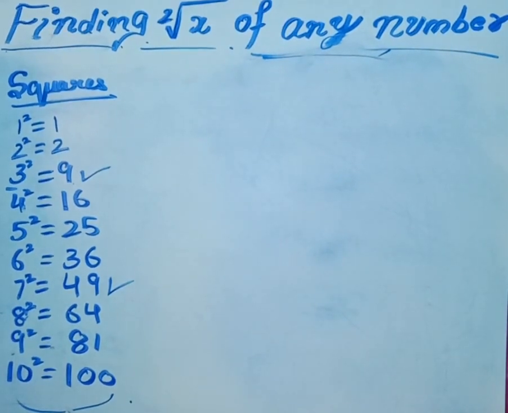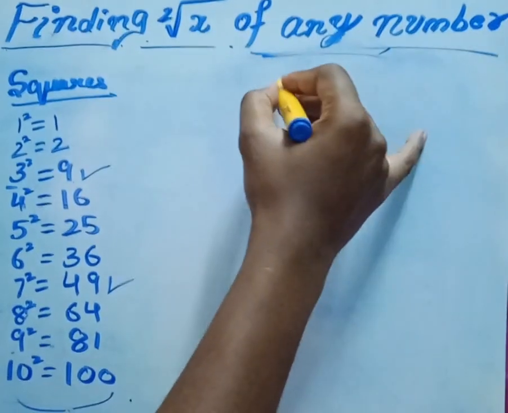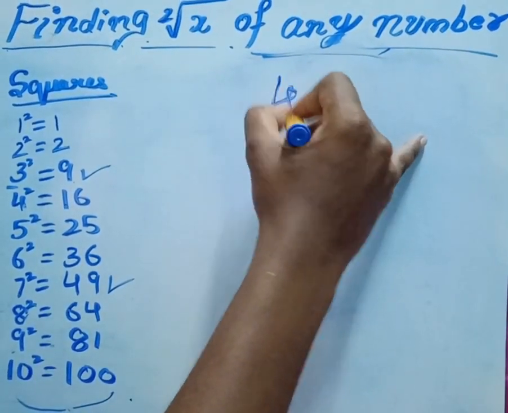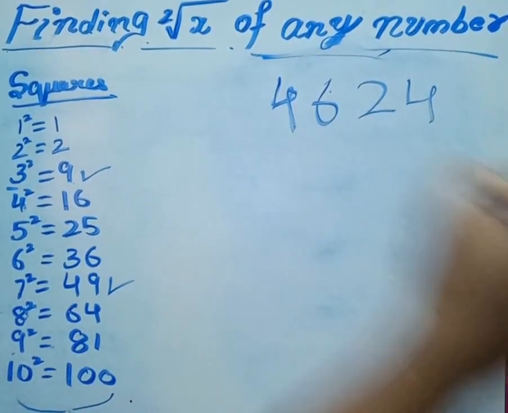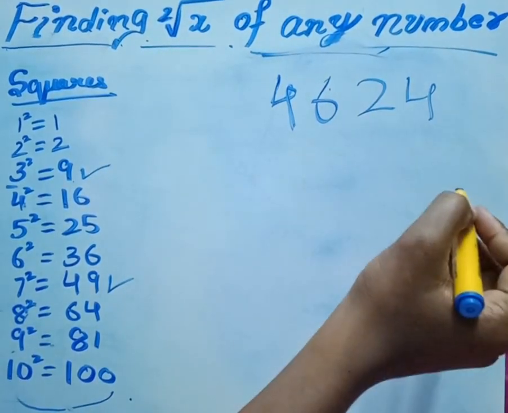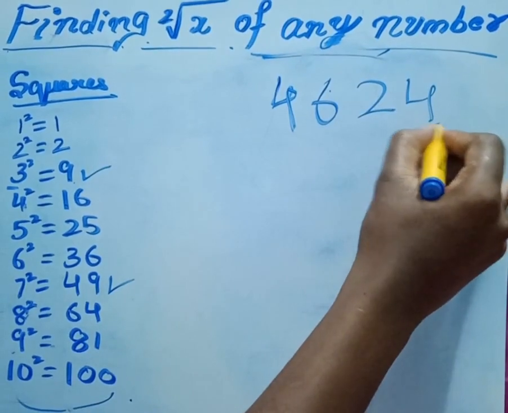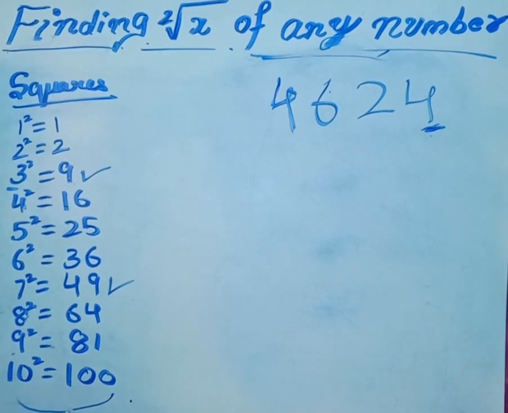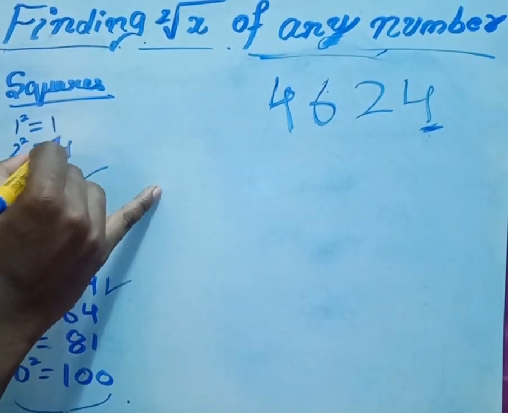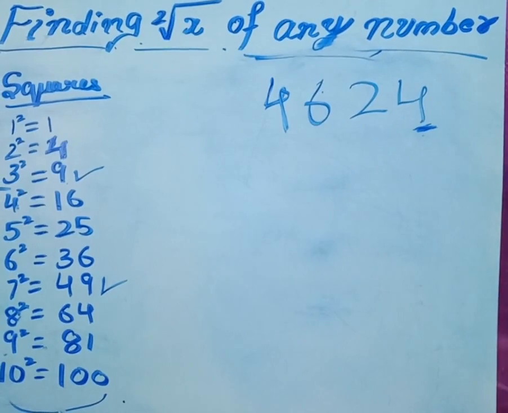So friends, let me teach you one more example. So let's take 4624. So we have to find the square root of this number. So guys, as I told you before, you have to see the unit digit 4, right? So now you have to check where you will get 4. Sorry guys, this is 4, I think. I'm sorry for the mistake. Sometimes you do silly mistakes. I'm sorry. So let's move on.